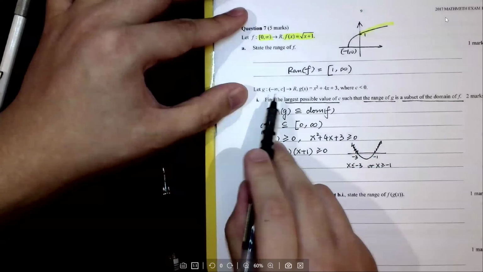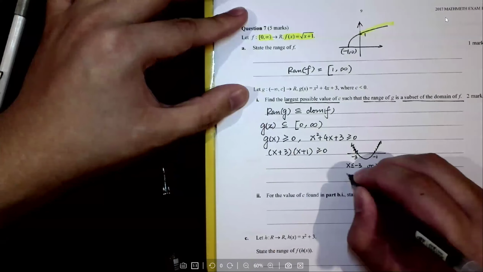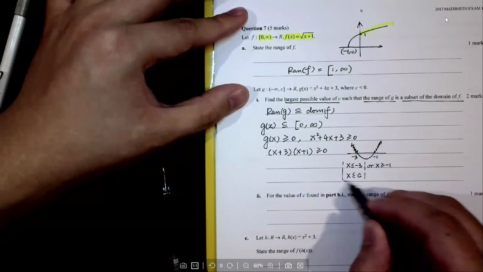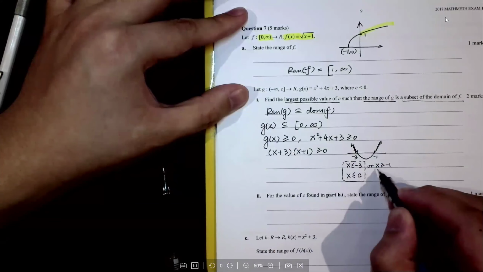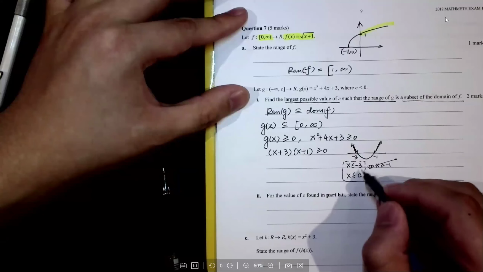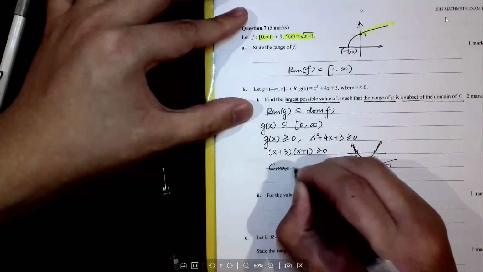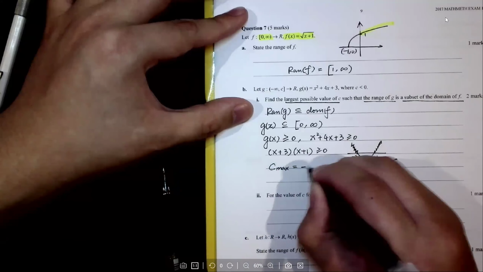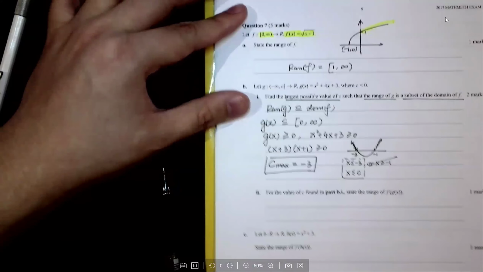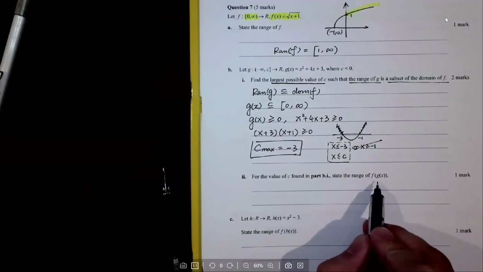But the way the domain was constructed suggests that x is less than or equal to c. So we can only select the matching side, the same direction, rather than the other side, okay? Therefore, matching both inequalities, you get c max, the largest c value, is -3. Okay. And for the value of c in part B1, state the range of fg(x).